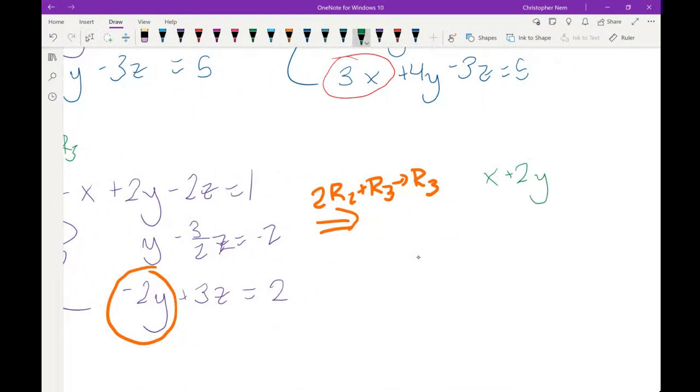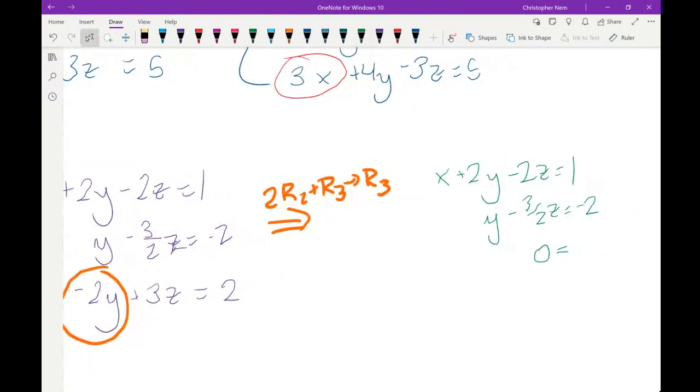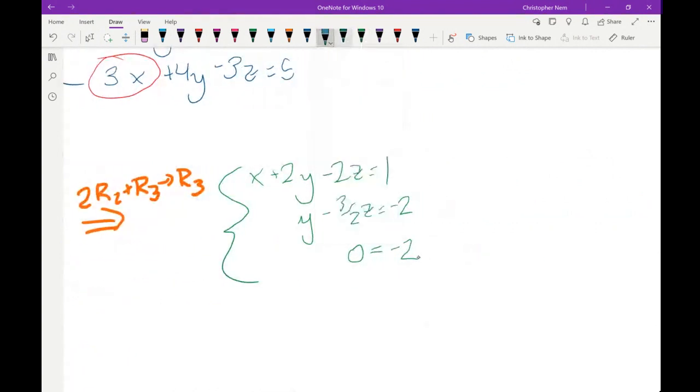If I do that, I get x plus 2y minus 2z equals 1. Y minus 3/2 z equals -2. And then I have, now I can actually start canceling out. Well, if I add these together, this is zeroed out. Good. The y's are zeroed out. The z is also zeroed out, thankfully. And the last term, however, 2 times -2, which is -4. So I get -2. And why do I say this is a weird special case?